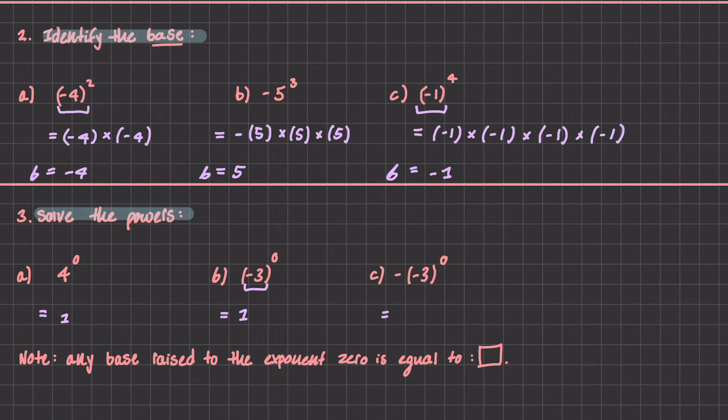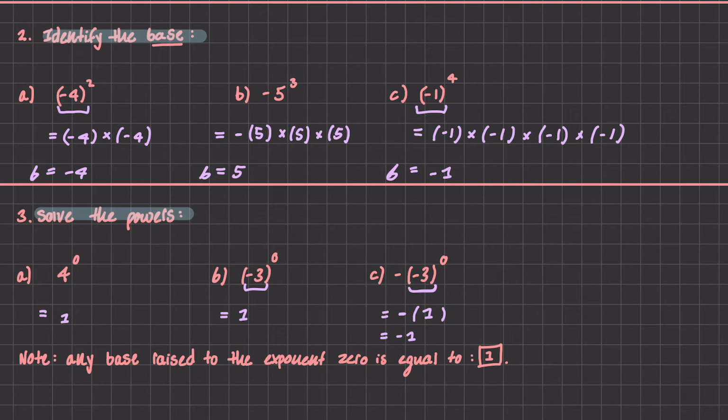Here, where we know that the negative sign is not part of the base, we know that 3 to the power of 0 is equal to 1, therefore this is equal to -1. There's something important we need to note here. If you don't know the rule behind this already, the rule is this: any base raised to the exponent 0 is equal to 1. So, you might be a little confused by this, because didn't we get -1 here?